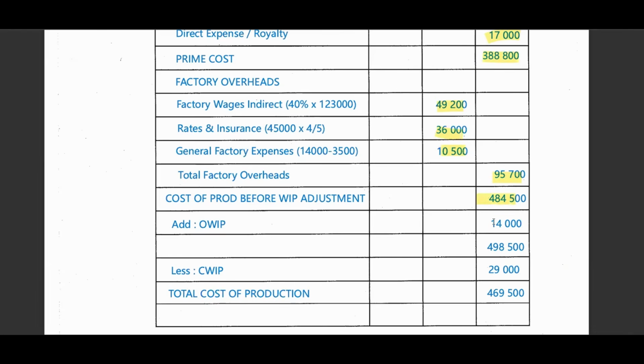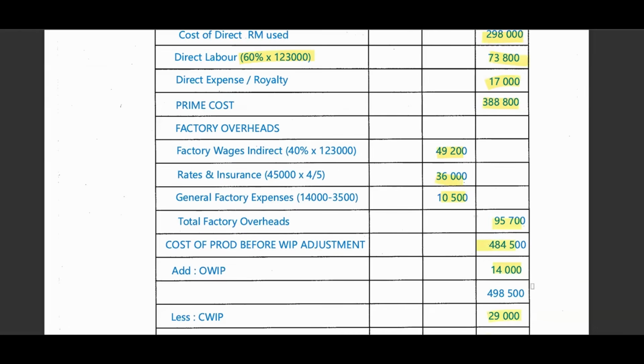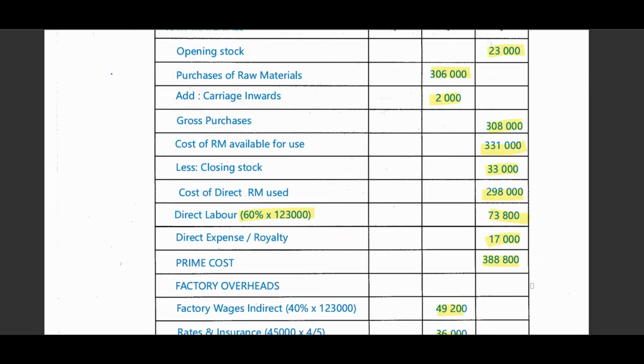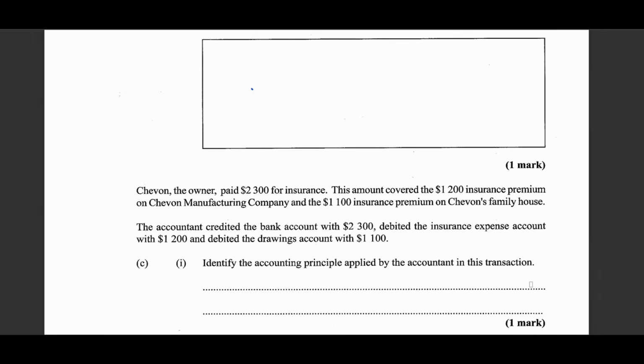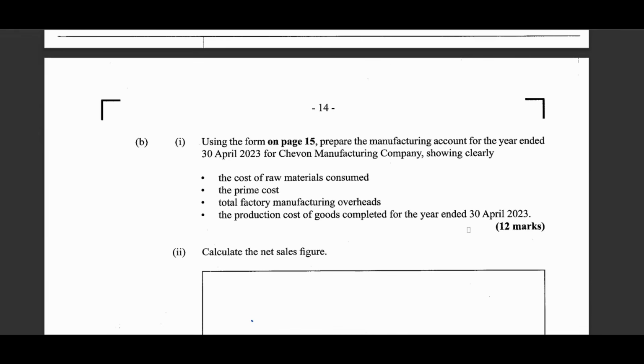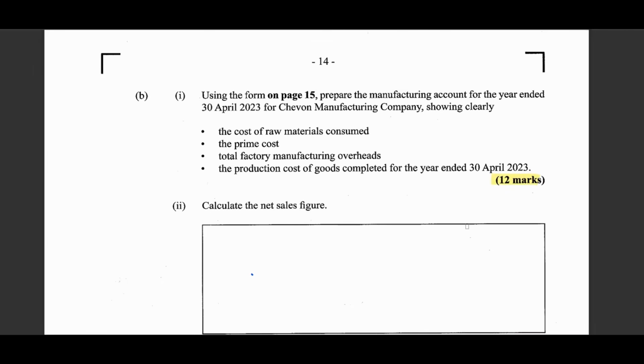Next, we add the opening work in progress, then subtract your closing work in progress to get your cost of production of 469,500, and this would have been your manufacturing account that you would have had to prepare, and this was worth, I think it was 12 marks. Yes, it was 12 marks, guys. Looking good. All right, nicely done, guys.